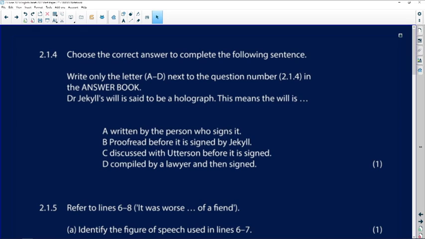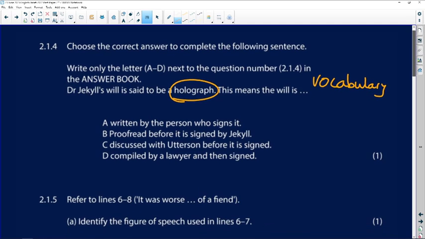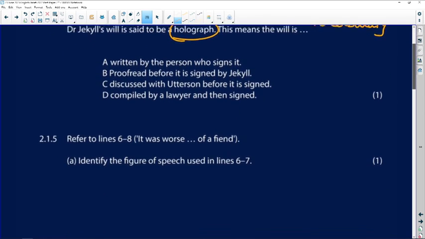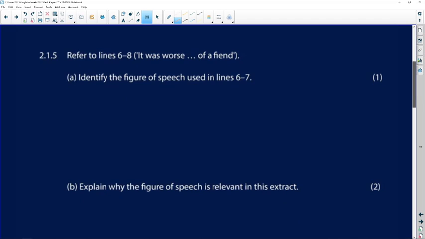2.1.4 is the multiple choice question. This actually was quite a tricky one, I thought, because if you hadn't looked very carefully at the word holograph, you're actually not going to know the answer. So please notice that sometimes the multiple choice question can be a vocabulary question and might not be a very obvious word.